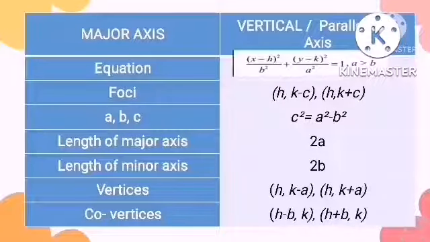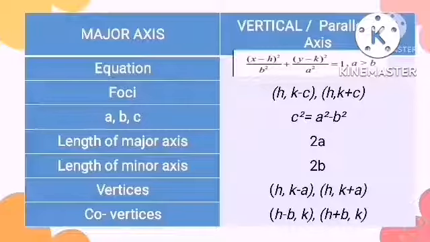So in getting the equation, we must use the quantity x minus h squared over b squared plus quantity of y minus k squared over a squared equals 1, in which a is always greater than b. And in foci, we will use h, k minus c and h, k plus c. And in getting the a, b, c, we will use the formula of c squared equals a squared minus b squared. And in getting the length of the major axis, we will use 2a.